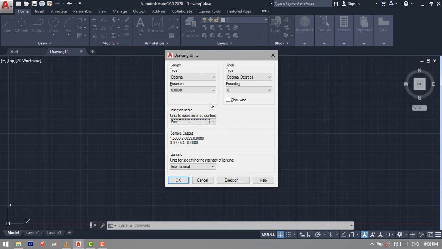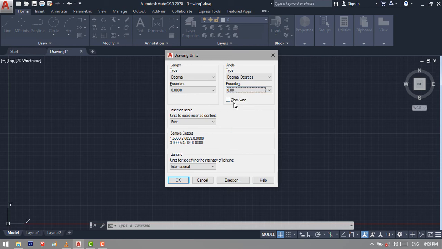Next is angle. Here we have decimal degree, minute, second, grade, radians, and surveyor units. We go with decimal degrees. Precision means how you give, for example, 3.1 degree, 3.2 degree, like that. So we go with 2 decimal points after 0.